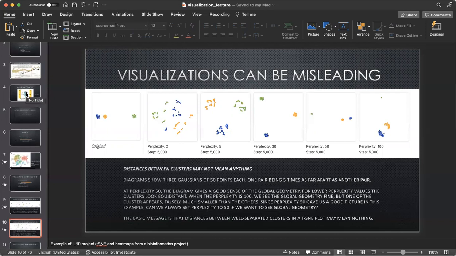Here is again synthetic data that's been sampled and then visualized using t-SNE. You can see that, in particular, let us look at the green cluster. As you visualize this using different perplexity values, the distances between these clusters keep on changing. Hence, distances do not mean anything.